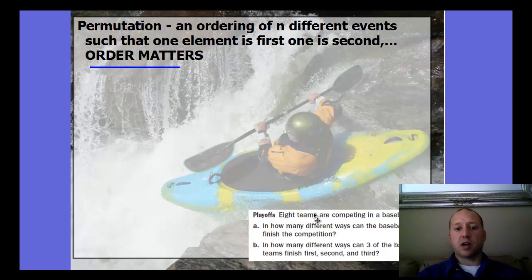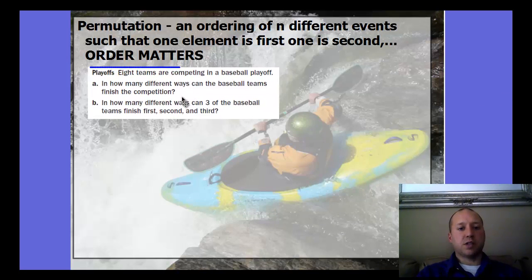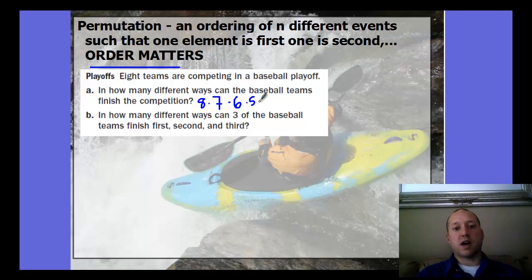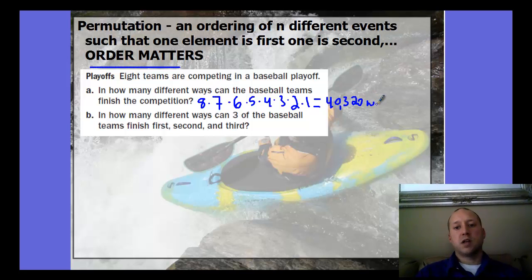An example here is if we have 8 different teams that are competing for a baseball playoff position. We can figure out how many different ways those teams can finish the competition. For first place, how many teams can be first? 8. There's 8 teams. How many teams can be second? 7 teams, because one of those teams is first. Third would be 6, and it keeps going down: 5, 4, 3, 2, 1. So this would be a permutation of 8 different elements, and you get 40,320 different ways those 8 teams can place.